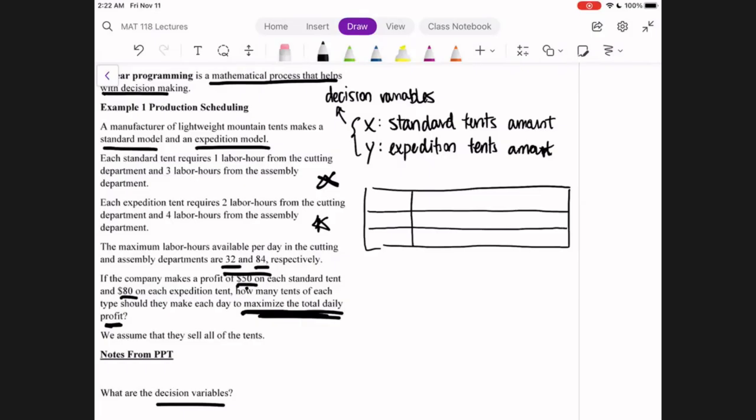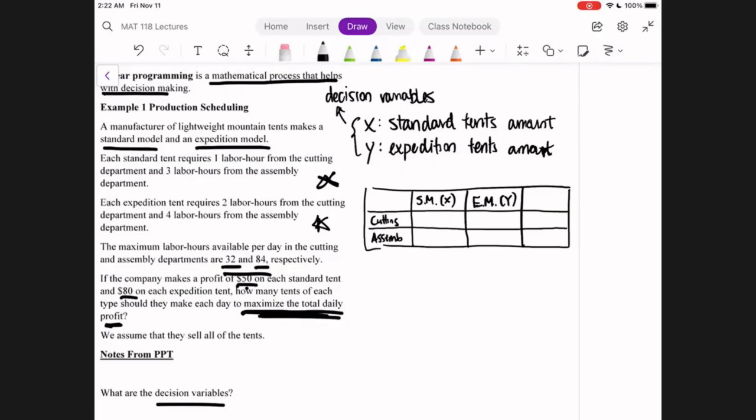Right, so you can think we have the standard model, and this is your X. We have the expedition model, where this is Y. Okay. So for the first thing we look at, it says each standard tint requires 1 labor hour of cutting department. So we know we have cutting, right? And then we know the other one is assembly.